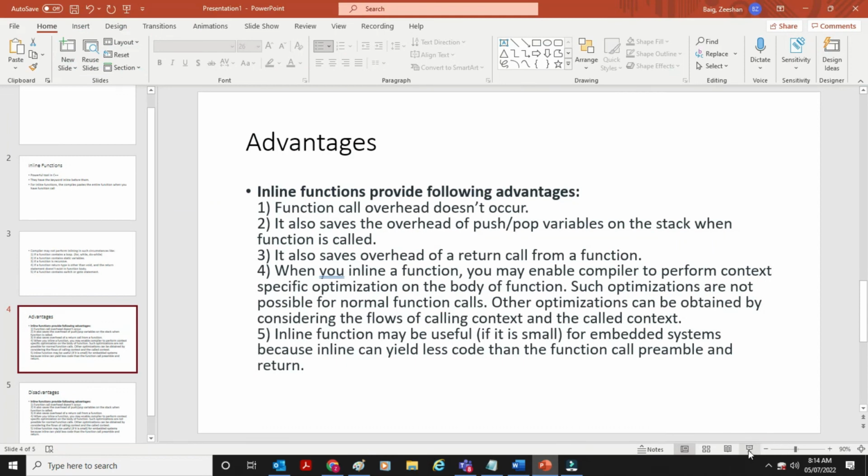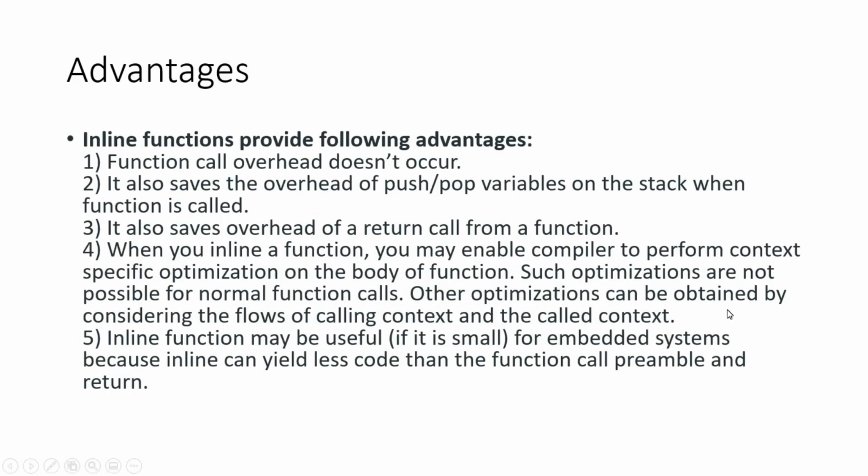I did mention some of the good things, like context switching, but these are some more of the advantages of inline functions. The function call overhead doesn't occur. It saves the overhead of pushing and popping variables on the stack when the function is called. It saves the overhead of returning from a function. So the calling of the function and the returning of the function, both of those times are saved.